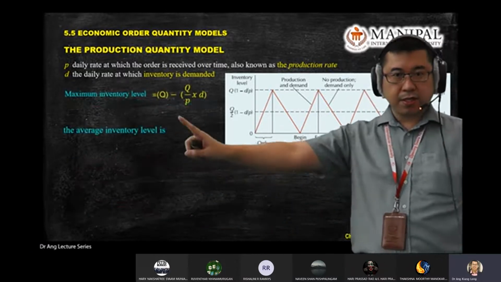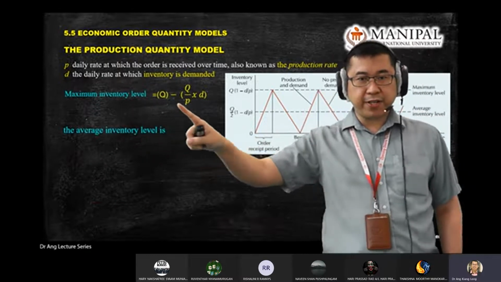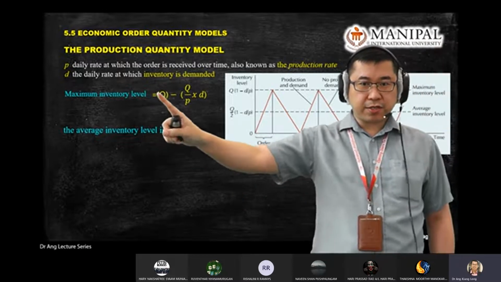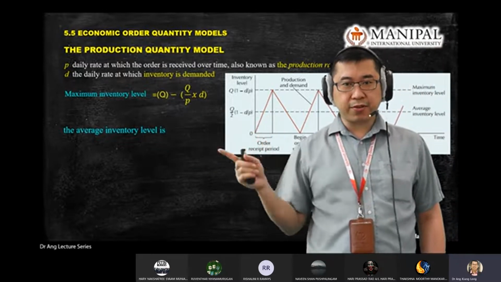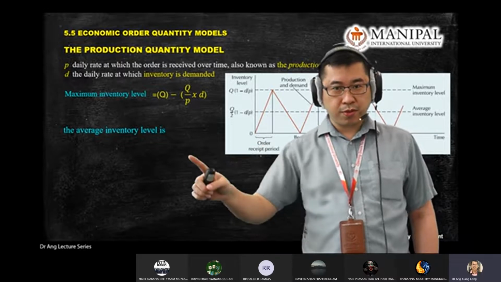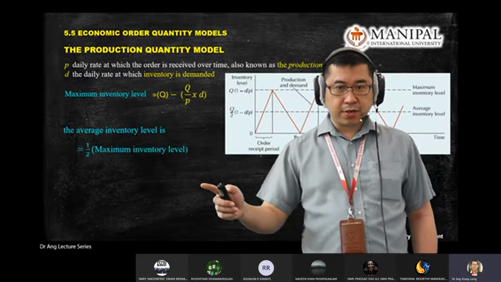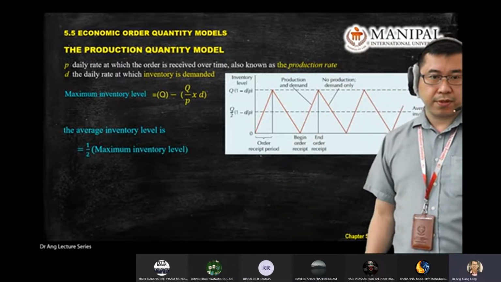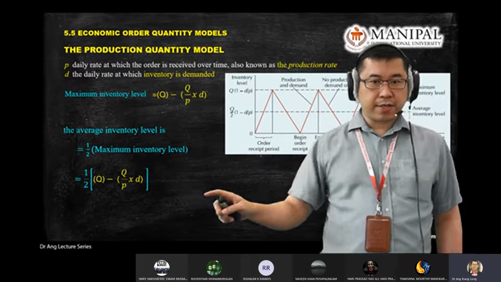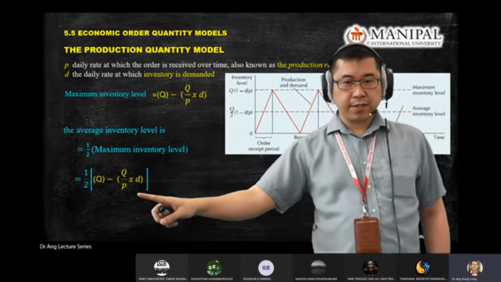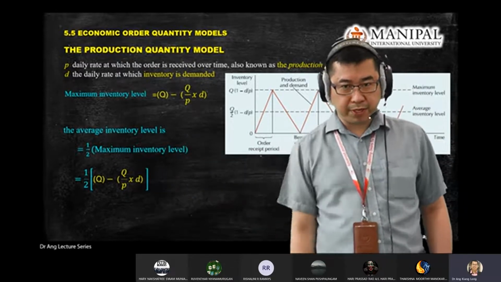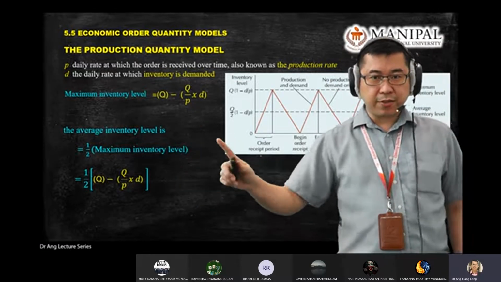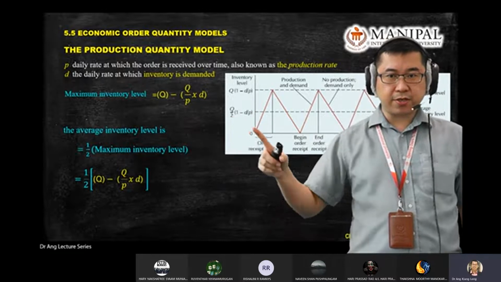Next, once you have the maximum inventory level equation, to find the average, normally with simple data, you divide by 2. You take half of the maximum inventory level. This is just a follow-up from the previous one. If you already factored, then you just halve it, like what you see on the graph here.